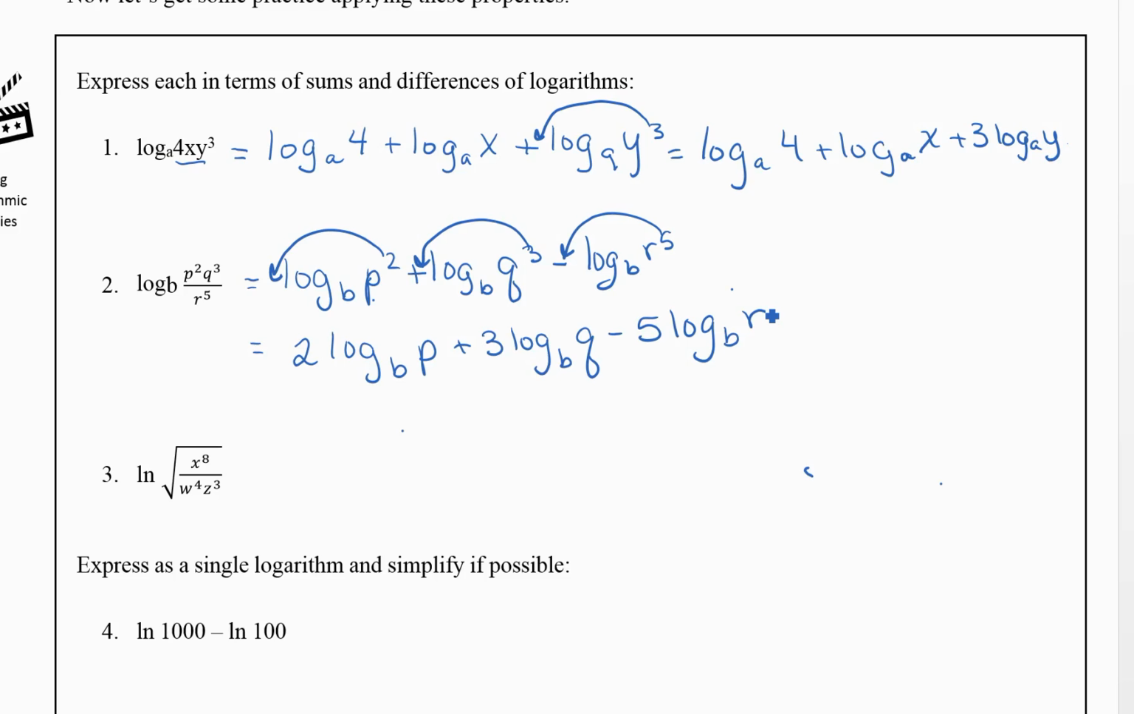Now the first thing we need to do before we can expand it is rewrite the square root as an exponent. And remember, the square root is the same as having an exponent of 1/2. So we can write this as natural log of x to the 8th over w to the 4th z cubed to the 1/2 power. Now, the first thing we're going to do is use our power rule and bring the 1/2 down. Now, 1/2 is going to be multiplied by everything else that we expand. So we're going to put parentheses as we expand the rest of it.